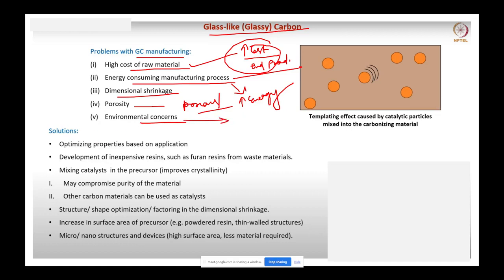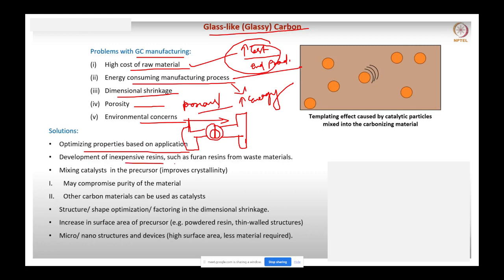So what are the solutions here? Optimizing properties based on the application. Suppose one application we use in our ceramic mode. I'm not good at drawing, but in the ceramic mode you can choose what specific property you want, or something different like electrodes, or in electrochemical applications. So you can optimize based on the applications.